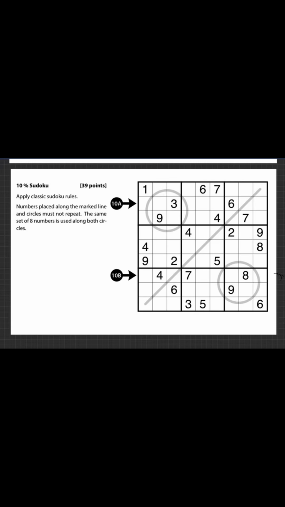How this works is it's just the same as any typical Sudoku, first of all. So all classical Sudoku rules apply, in the sense that in each column, the numbers 1 to 9 must appear exactly once. In each row, the numbers 1 to 9 must appear exactly once. And in each 3 by 3, the numbers 1 to 9 must appear exactly once. However, we have some additional rules.